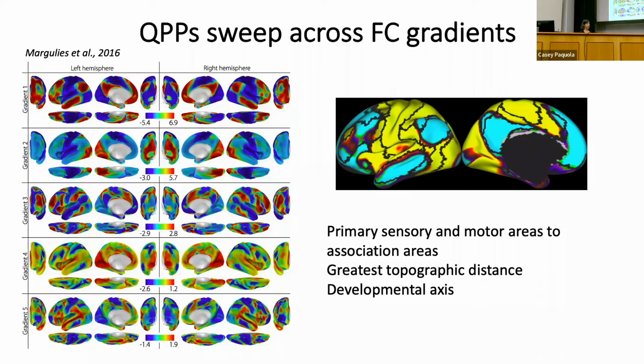We looked at this primary gradient up here. And you can see that this looks very similar to this phase of the QPP. And actually, if I play that movie again, you see that the activity sweeps across the gradient from one end to the other, which was really exciting to us, given all of the neurobiology that's related to these gradients. So we thought that was really cool and maybe meant that we were on the path to something very interesting.